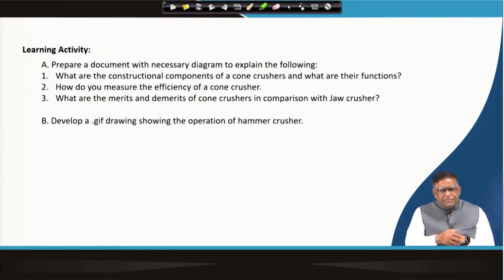How do you measure the efficiency of a cone crusher? That is, how much is your input energy and how much product you are getting. What are the different indicators that industry calls key performance indicators, and how are those key performance indicators measured? You need to find it out. What are the merits and demerits of cone crushers compared to a jaw crusher?